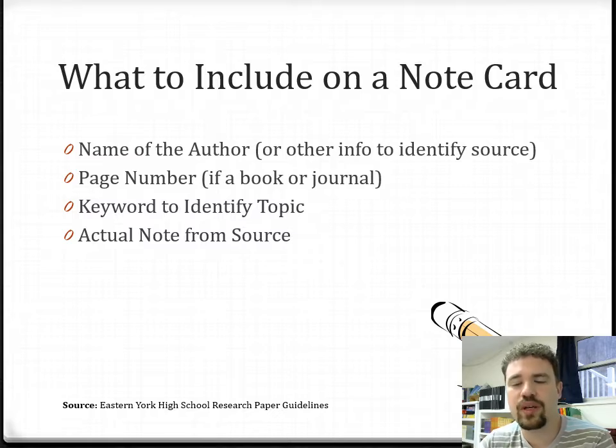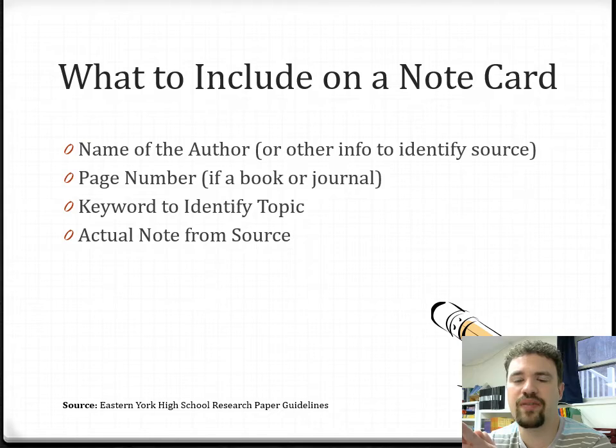So, what to include on your digital note card: you need the name of the author, or if the source does not have an author, as is the case with some web sources, other information to identify your source. Typically, the first word or couple words of the title would be that other information, as we talked about yesterday with the in-text citations. A page number, if it's a book or a journal or anything that has page numbers, include the page number. And then a keyword to identify the topic, or a phrase, right?